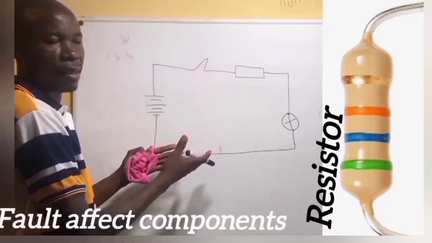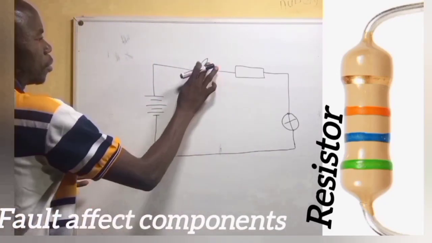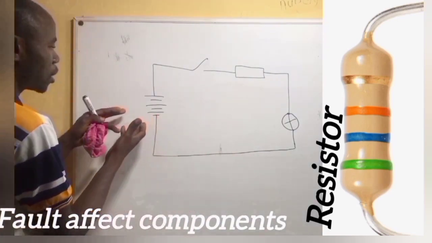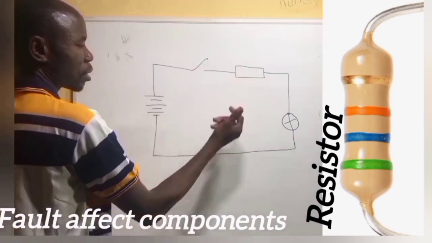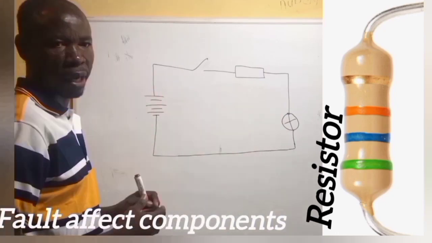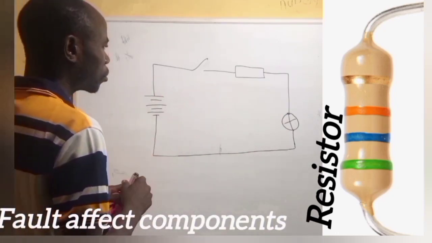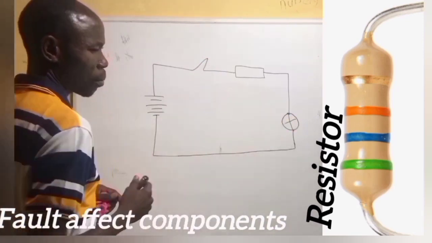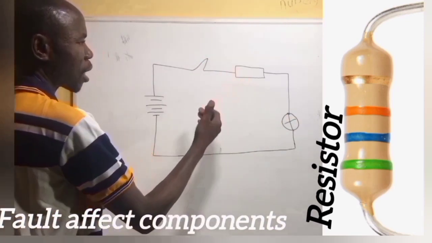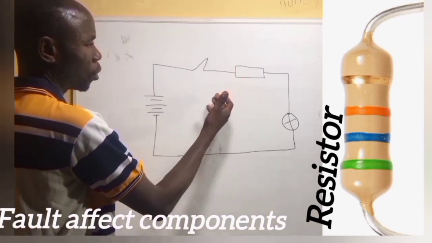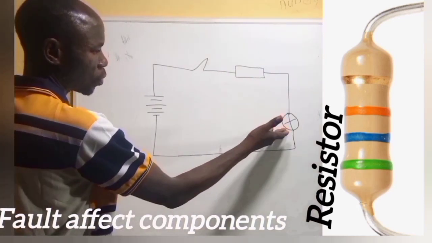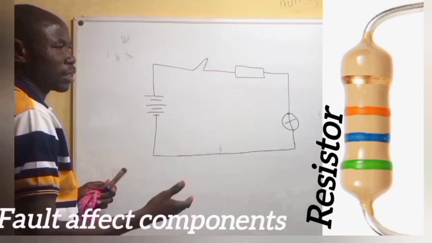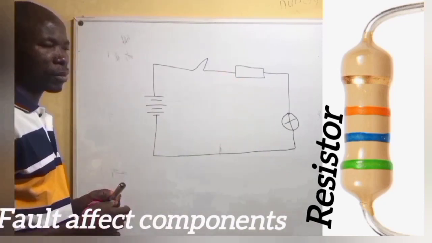From this circuit diagram, you see there's a voltage source here, the switch, resistor, the lamp, and then the connecting wire. Now, when you close the switch like this, the light will come on. The resistor reduces the flow of electric current before it gets to the bulb. So let's look at a fault that affects the resistor.